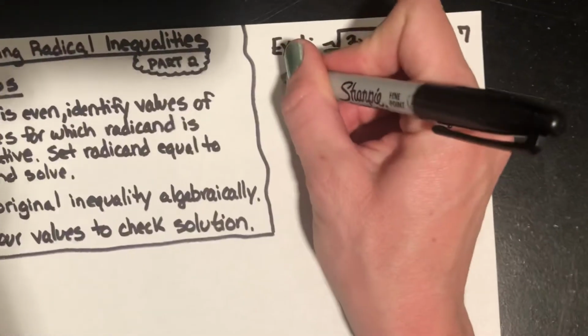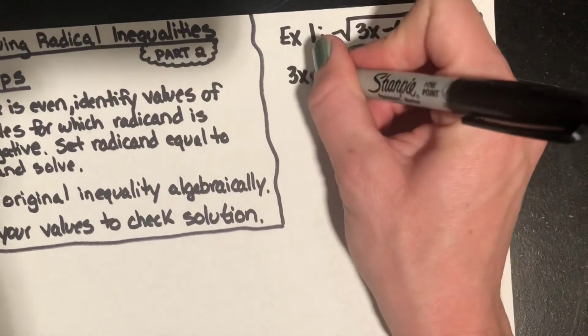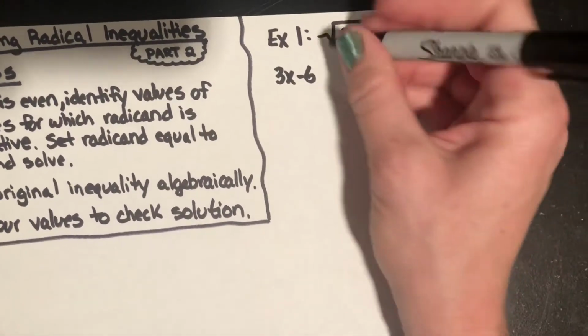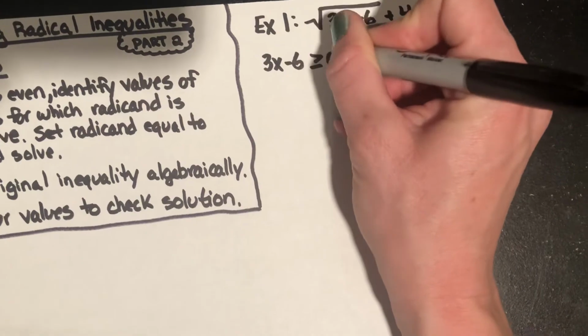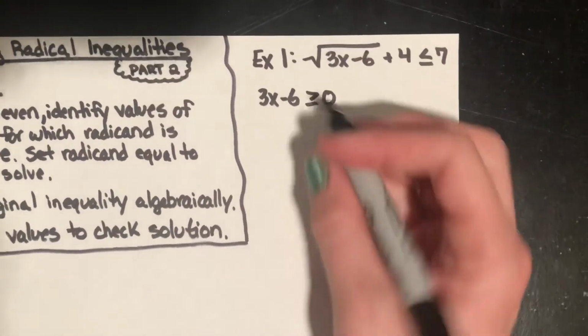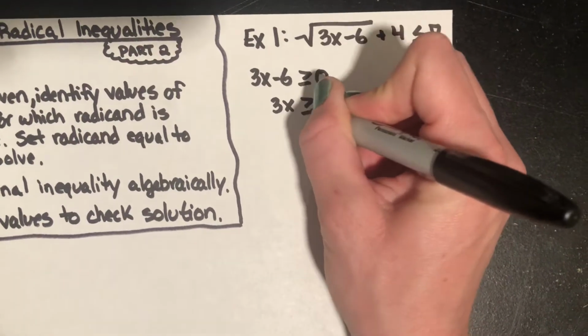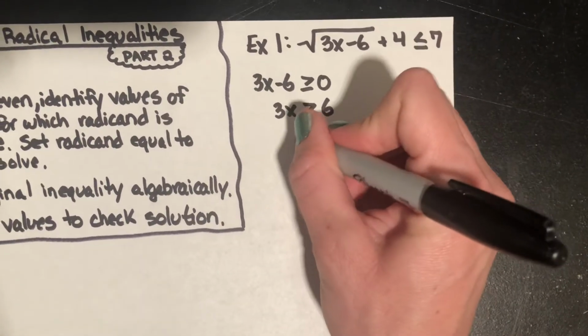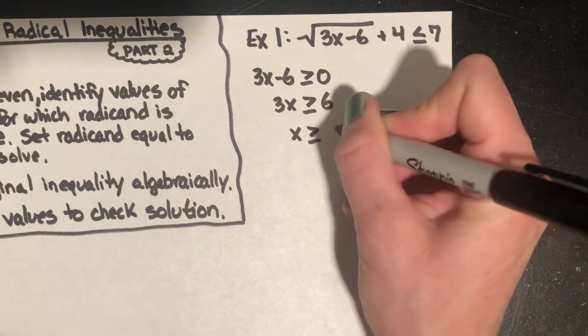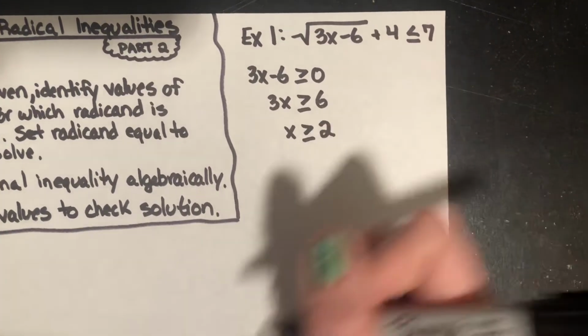Our first part, we're going to set this 3x minus 6 greater than or equal to 0. I need to add 6 to both sides. 3x is greater than or equal to 6, and we have x is greater than or equal to 2.